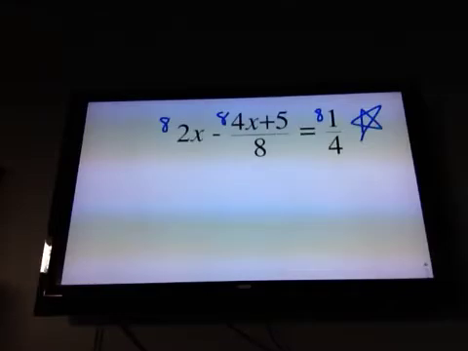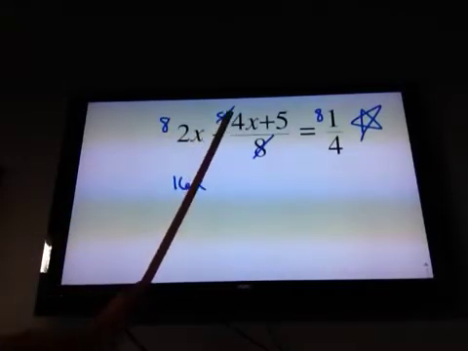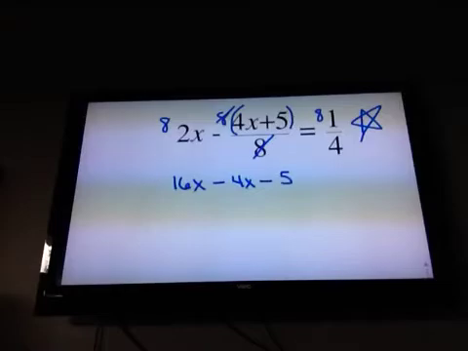The first term has no denominator, so there's nothing to cancel. So I take 8 times 2x, 16x. On the second term, my 8 cancels completely with 8. And then here's the mistake. It's minus this quantity. So if you have to, put it in parentheses, because that negative needs to go to both of the terms, or all of the terms in that numerator. So that becomes minus 4x minus 5. That's where that common mistake is, right there.